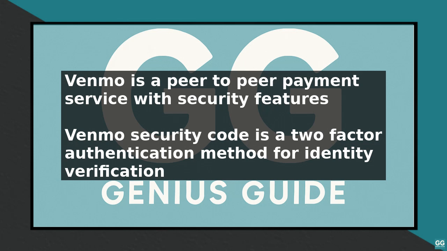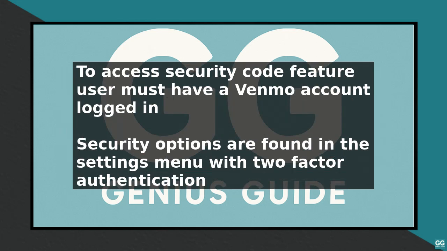First, you need to have a Venmo account and be logged in to access the security code feature. Once you are logged in, you can navigate to the settings menu where you will find the security options. In the security options, you will find the two-factor authentication setting, which includes the option to generate a security code.